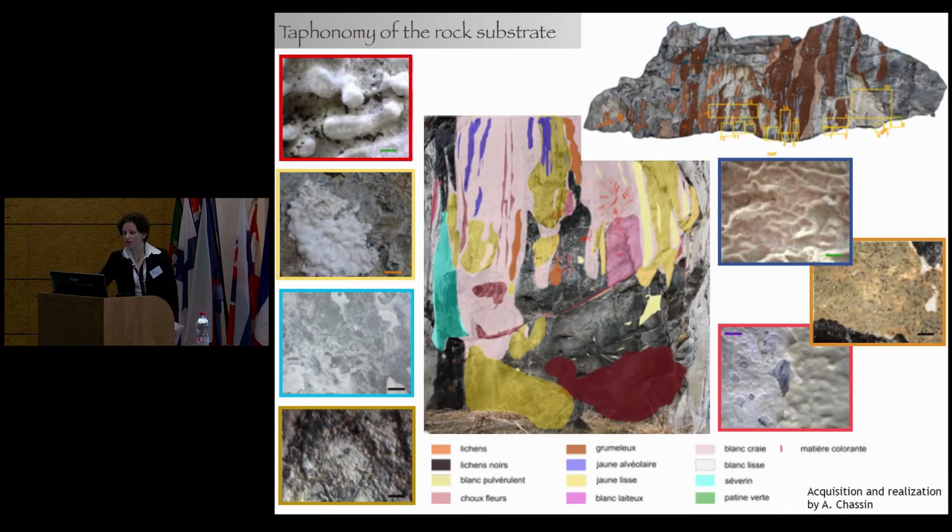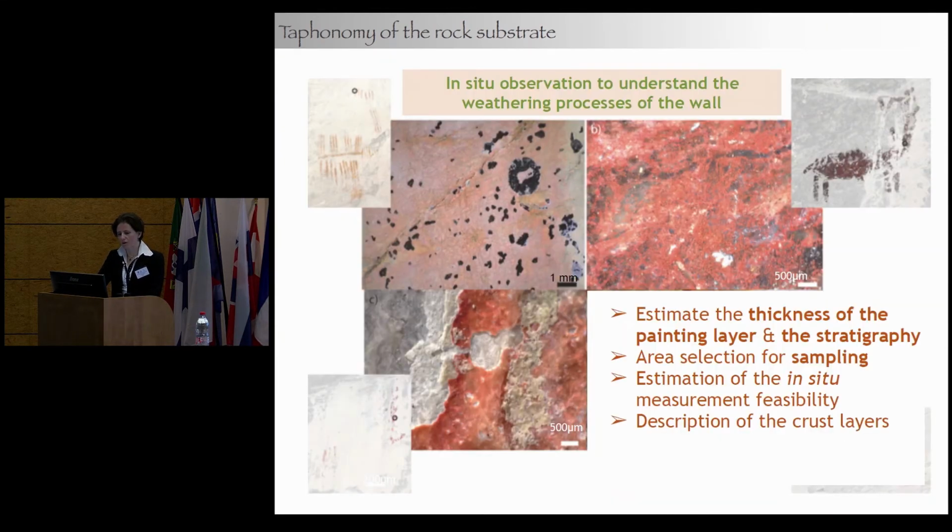So first, we need to start to understand the taphonomy, the very difficult crust, several kinds of crust. Here on this cartography at the large scale, we can see a large diversity of this taphonomy. And when we observe also directly in the paint, we can estimate the thickness of the painting, the strategy, and enable us to find the best place to make sampling.